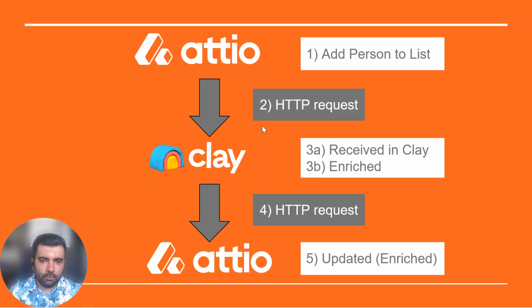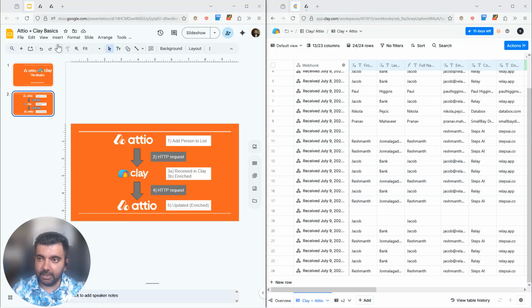We're going to be sending over this HTTP request. All that means is Attio's letting Clay know, hey, there's some information for you, and Clay accepts that information. So Clay will receive it and then enrich that data, and then do the same thing, send the information back to Attio, and we'll have the updated slash enriched records in Attio. So let's dive right in.